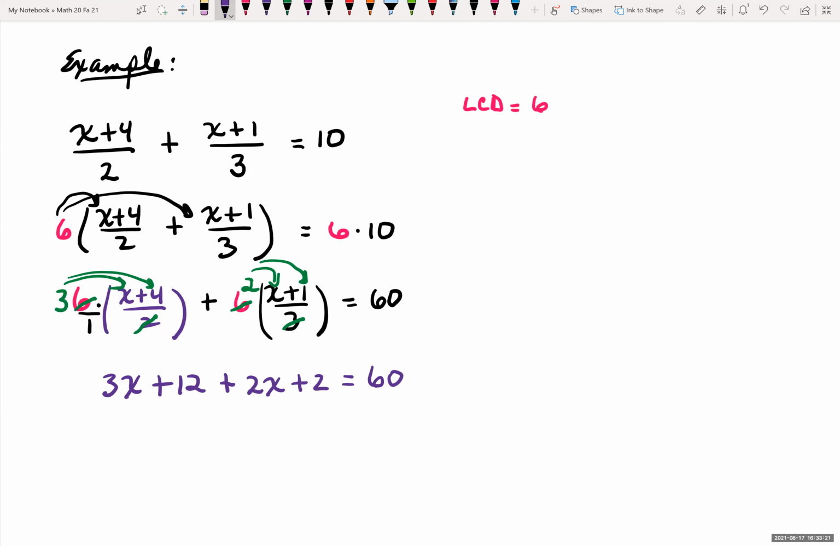We do have like terms on that left-hand side. So combining my 3x plus my 2x, that gives me a 5x, plus my constants, 12 plus 2, that gives me 14, is equal to 60. Since I only have a term with a variable on the left-hand side, I'm just going to keep my variable on the left and get that 14 to the other side. Get rid of the 14 on the left. That means I have to subtract it. And subtracting 14 on both sides would leave us with 5x is equal to 60 minus 14. So that's going to give me 46.